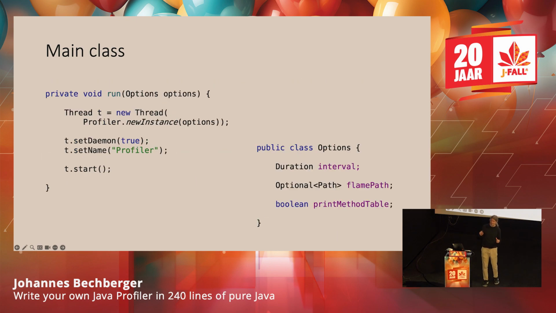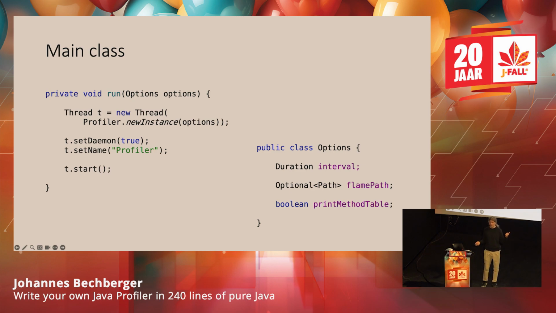But the problem is concurrency comes in our way, so it's quite difficult to get right. The idea is essentially that we create a new instance, and this instance is then a thread, and then later we just start it. We have some options that we parsed before, and we add an interval option, a flame path option where we store the flame graph, and a print method table option, which tells you to also print how much time each method wasted. And then we start it, and it's a daemon, because your whole application shouldn't be delayed by the profiler still running.